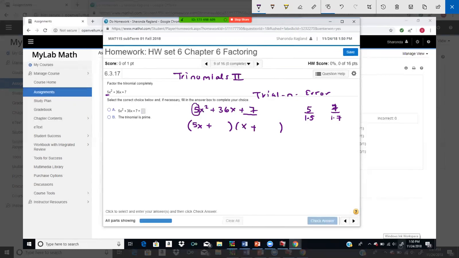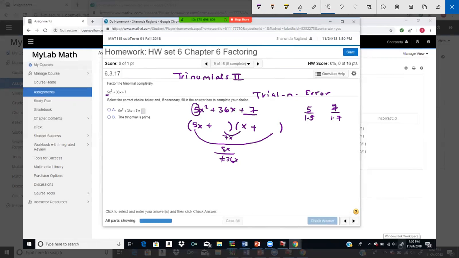Well, let's see, okay? Let's suppose you put the 7 here and put the 1 here. Let's see if we can get a middle term of 36x. And so it comes from the inner and the outer. So with the inner, that gives me 7x, right? And the outer gives me 5x. Does that give me 36? No, that's not equal to 36x. So what do you think I need to do? Swap the 7 and the 1, okay?